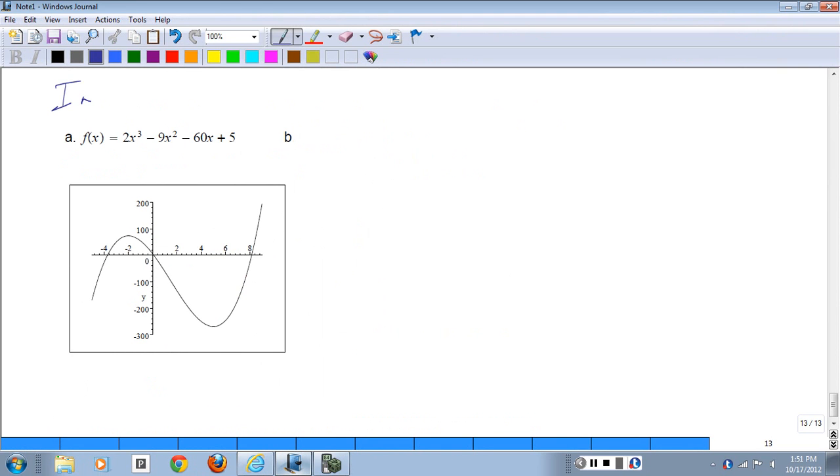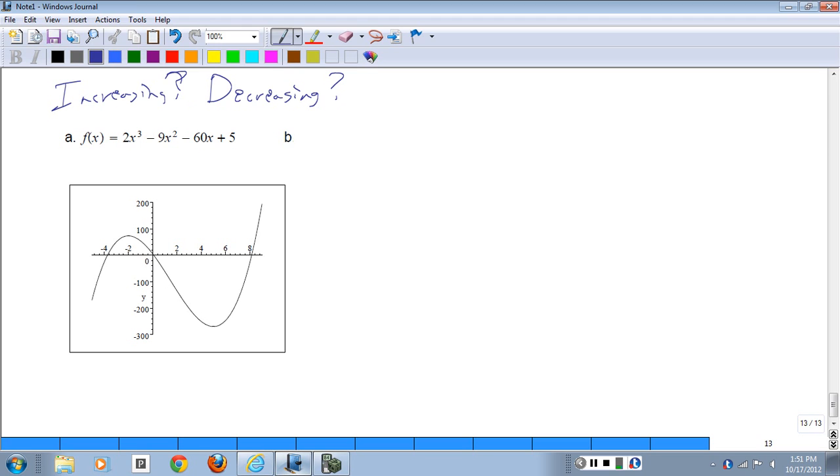Increasing? Decreasing? Well, the different areas? Right, the intervals. On what interval is it increasing? On what interval or intervals is it decreasing?